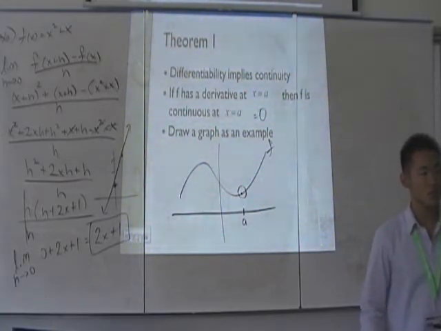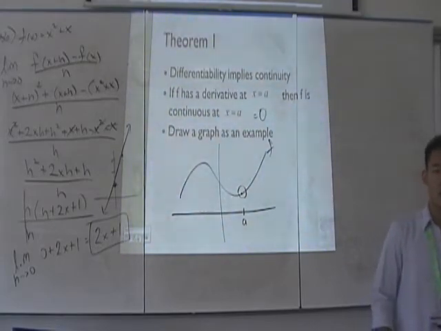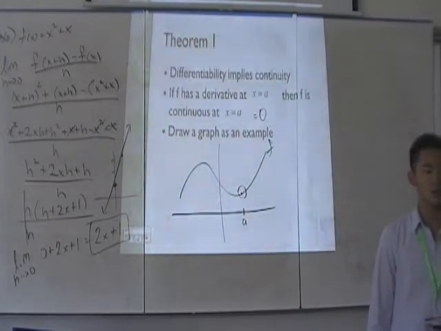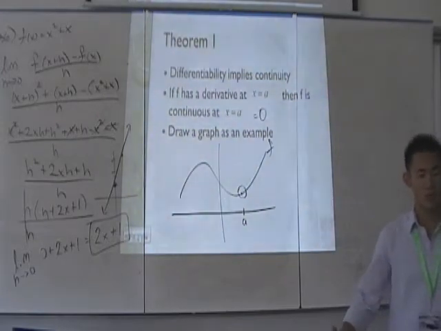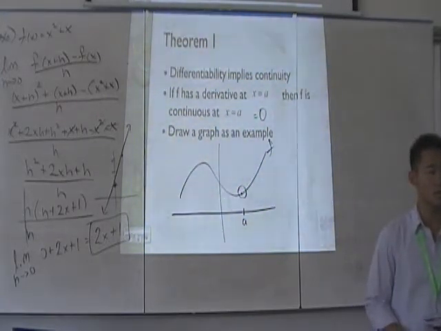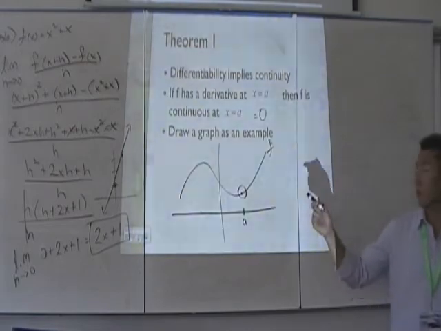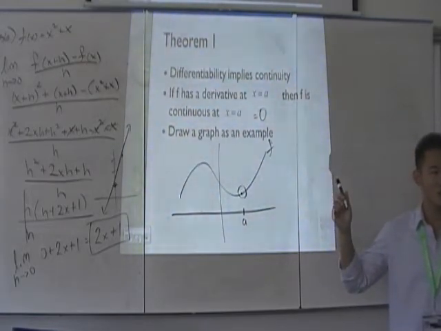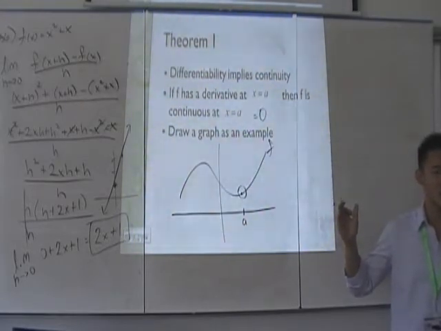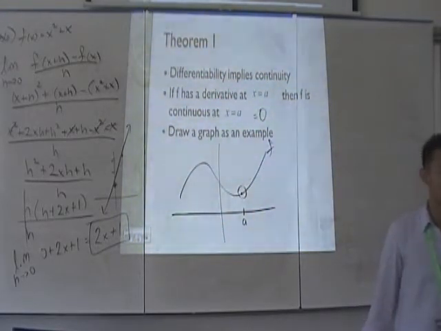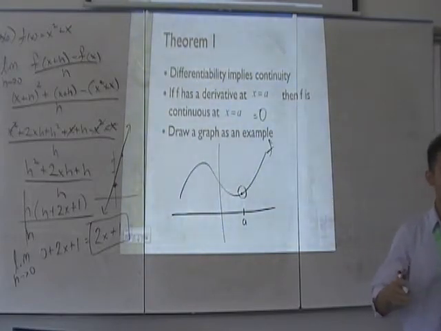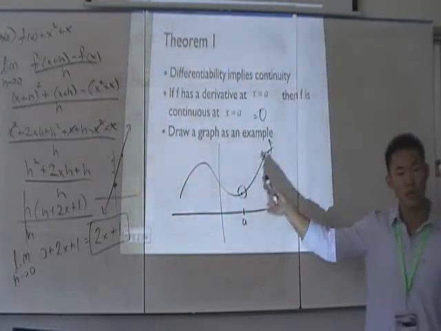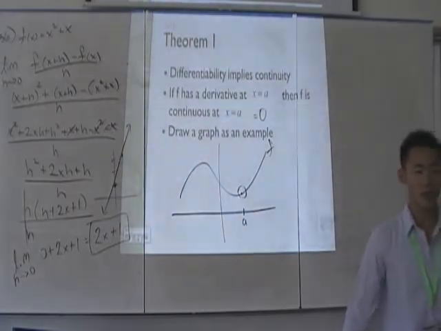A lot of these theorems you already know as you're learning this stuff, but I'm just giving you the theorem so you can see it one more time. No one is shocked by this theorem, right? It doesn't change anyone's life. So, if it's differentiable, it is continuous. And if it's differentiable at a point, then that point is also continuous. That's all that means.